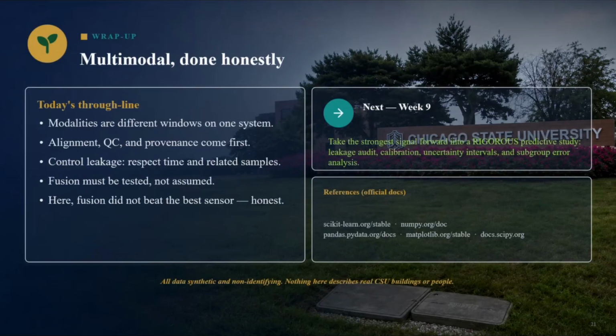So to summarize this week, different models give us different views of the same research system. Before the fusion, we need alignment, quality control, and provenance. This is a mandatory step that we need to do before proposing fusion. We must control the leakage and respect the structure of the dataset that we are using. And most importantly, fusion must be tested, not assumed to be better.